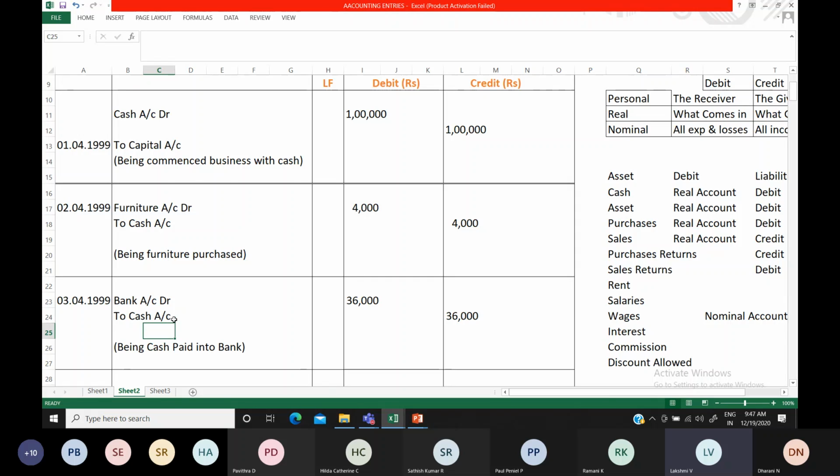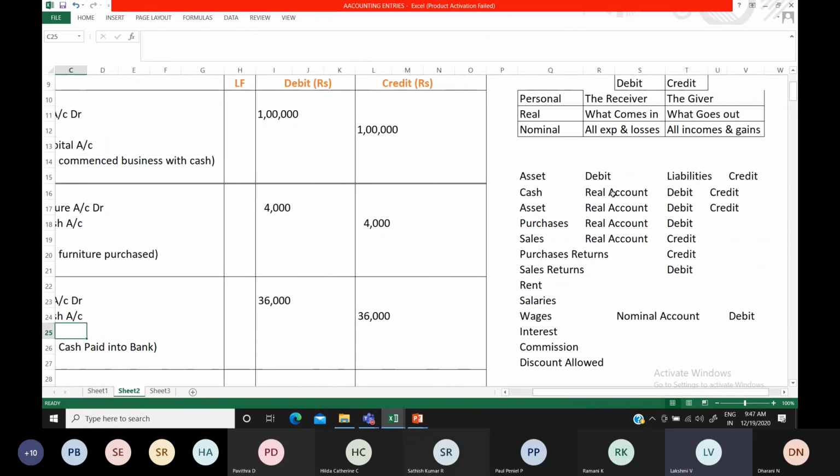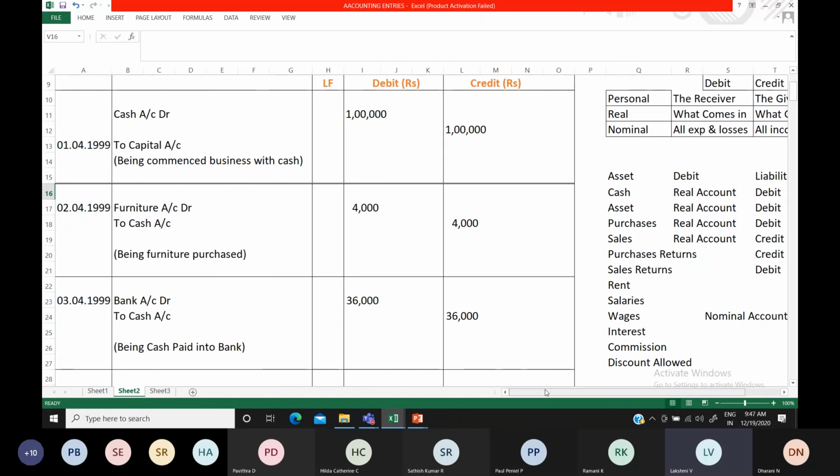So why cash? Cash is going out now from my business. So under which type of account will cash come? It comes under real account. Either you will be debiting or you will be crediting. You debit only if you receive cash. You credit when cash is going out of your business, whenever you make payment, whenever you pay somebody.